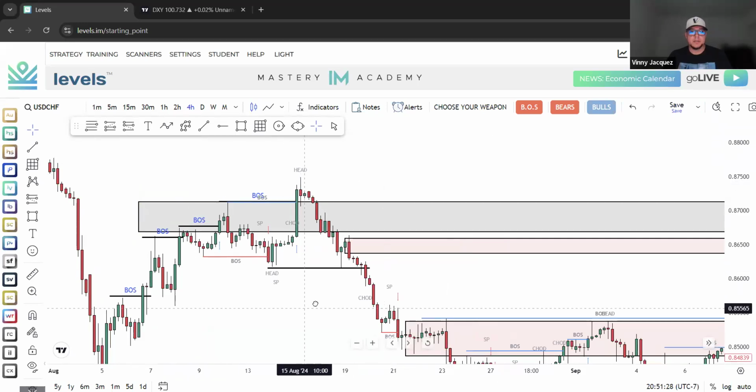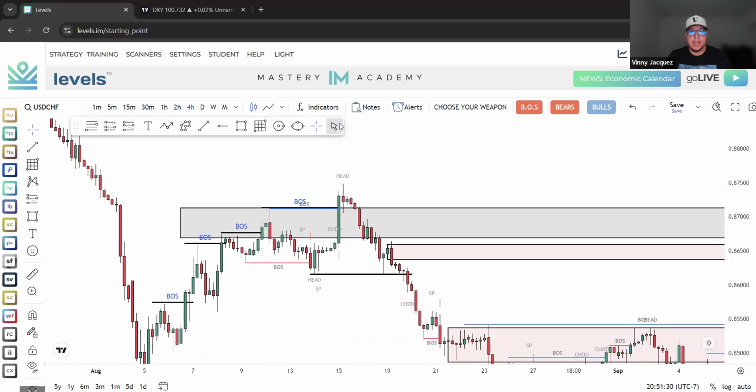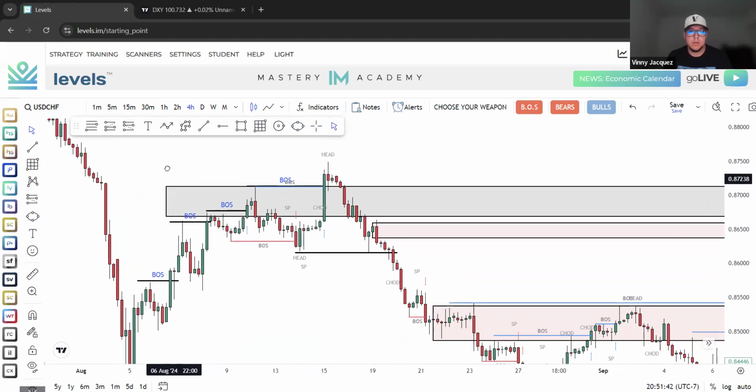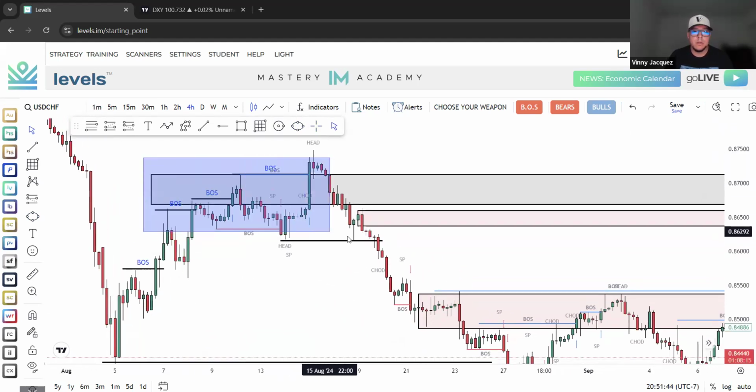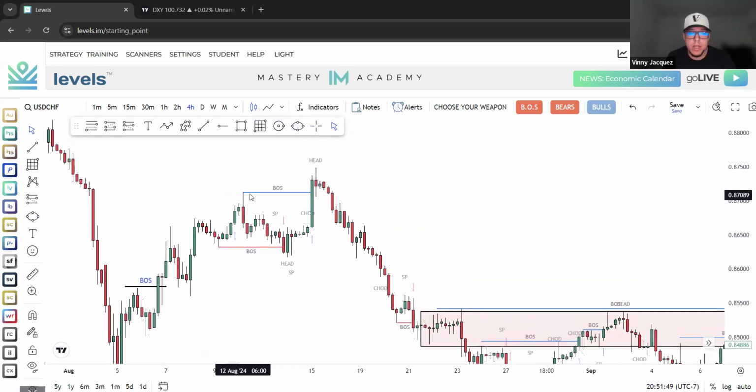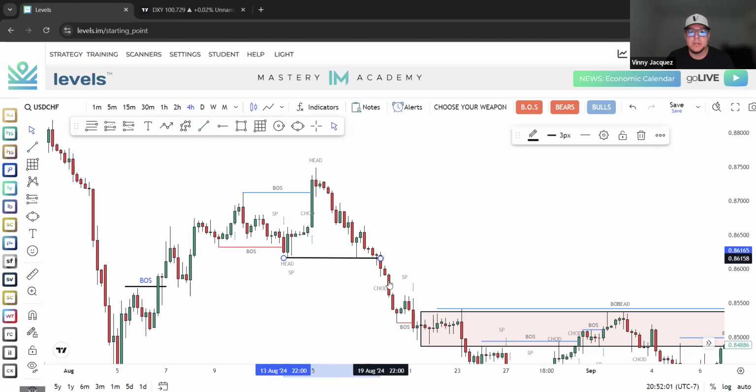Oh my goodness. I can't even lie to y'all. Levels is literally letting me know, like, hey, bro, this is the head. That's the head. How do I do this? Hold on. Bro, it's literally telling you break of structure. This is the head, change of direction, right? So the change of direction is right here, but it's telling you guys, hey, we just changed the direction. Boom.